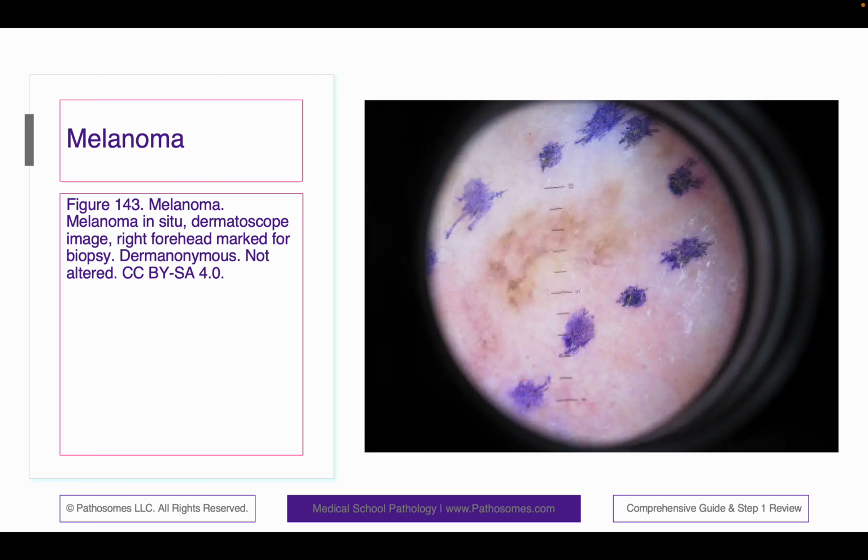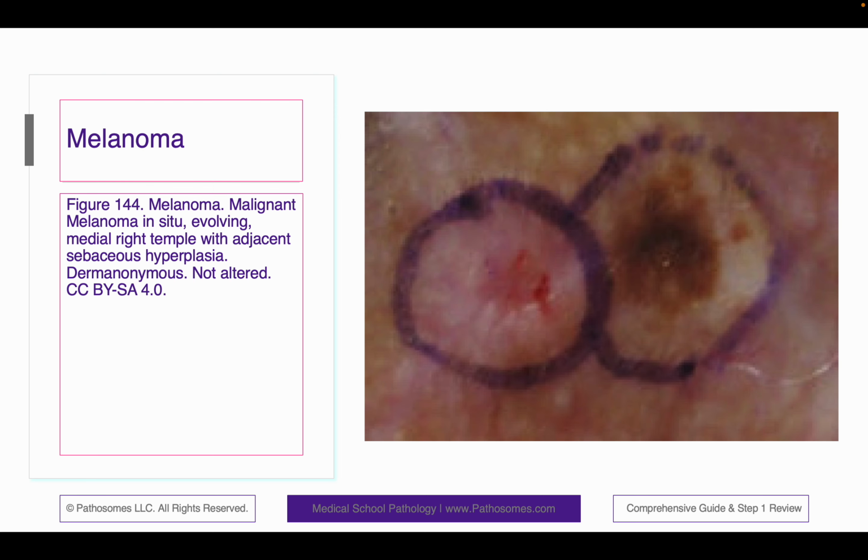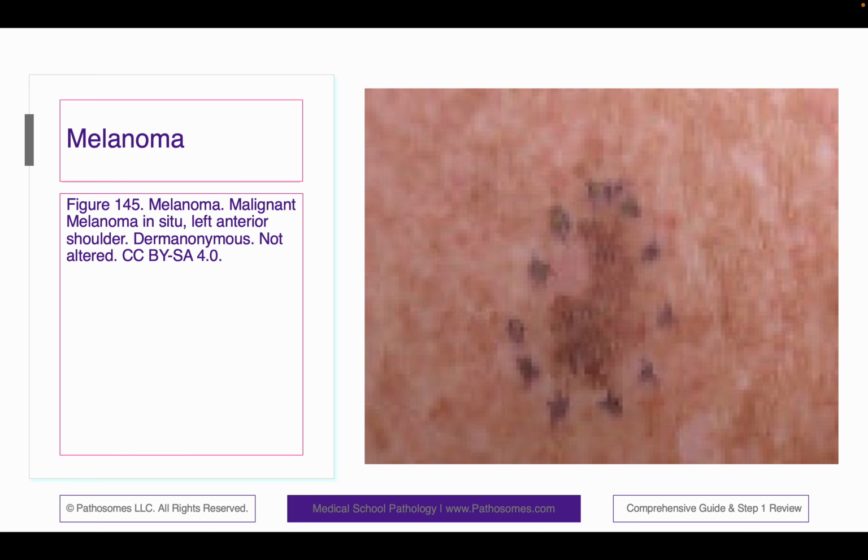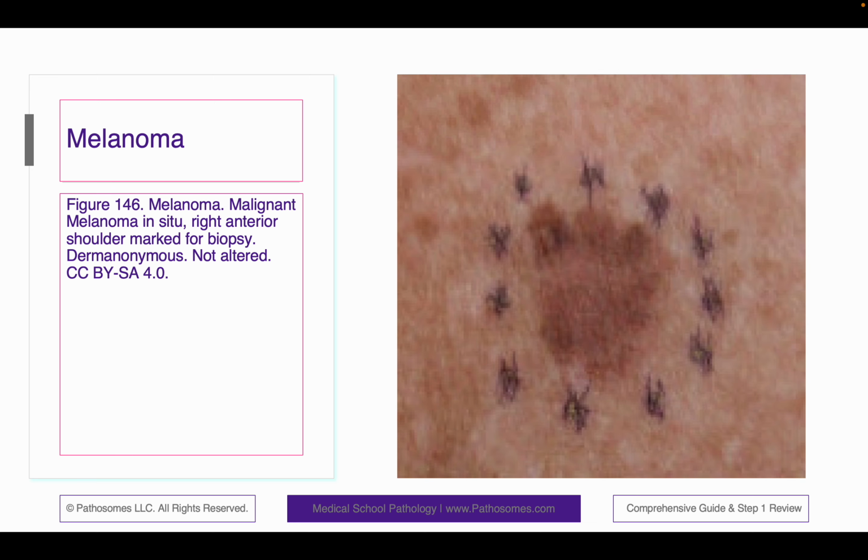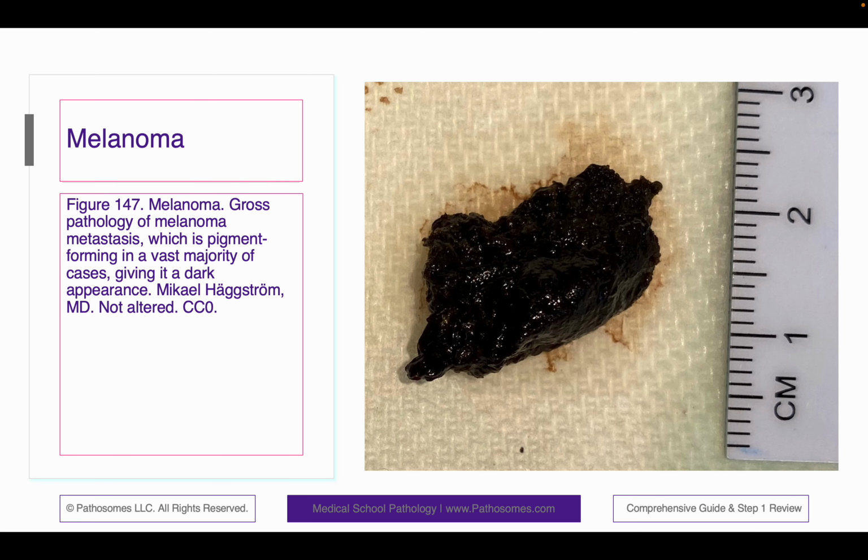Utilizing a dermatoscope to visualize melanoma. And note the various lines on there to help gauge the size. That's very useful. And here we have a malignant melanoma in situ evolving, medial right temple with adjacent sebaceous hyperplasia. Questionable melanoma, right? Questionable melanoma, use your ABCDs.